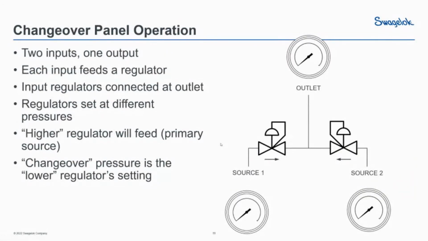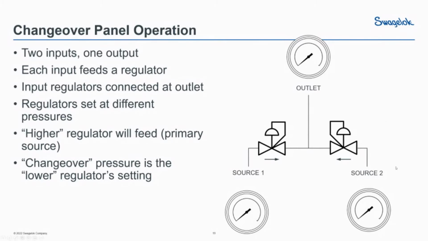So once again, we find ourselves asking, well, how does it work? It takes two inputs. Each of these inputs feeds its own dedicated regulator, and those two regulators have their outlets tied together, and those outlets feed the outlet of the panel. One of those regulators will be set at a higher pressure than the other one, and the one that is set at the higher pressure will preferentially feed, so that will be the primary source. And then the changeover pressure, or the pressure at which it starts using the secondary source, will be the setting of the lower of those two regulators.